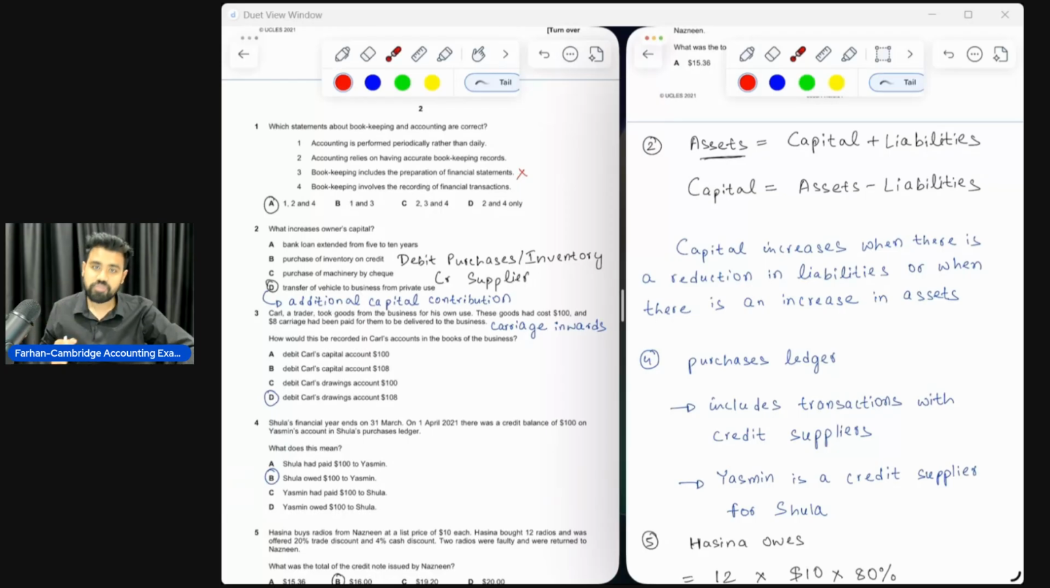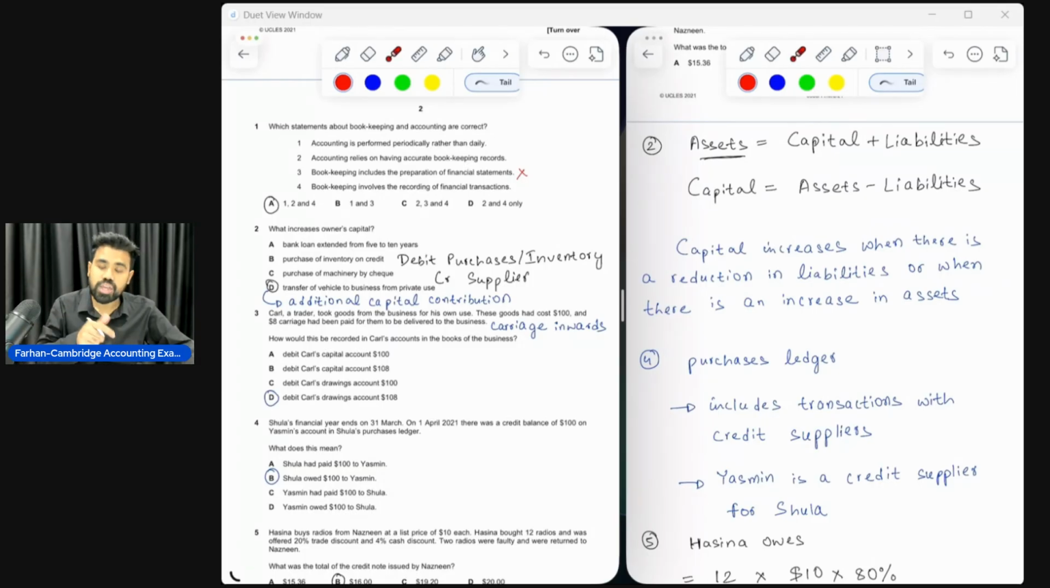So let's start with the first option. Bank loan extended from 5 to 10 years. No monetary event has actually taken place, but rather the duration has been extended. So there are no asset or liability accounts being affected. Therefore, capital can't be affected.